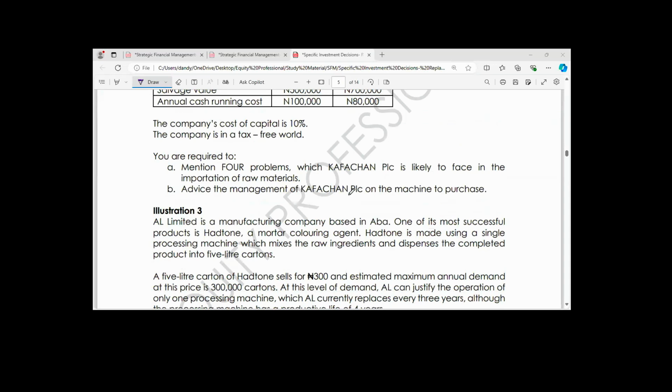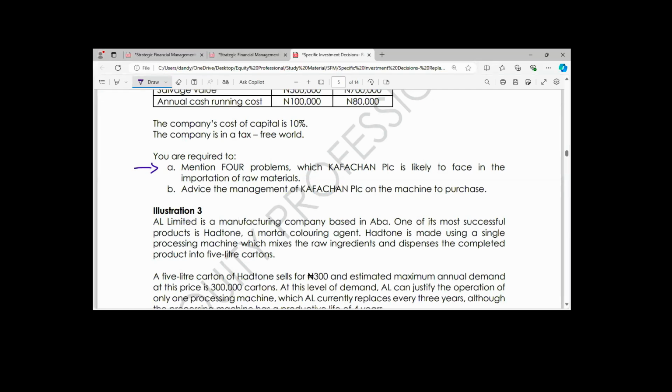Thank you very much, Jacob. And this is the question. So the examiner is asking you in the A part to mention only 4 problems which Kafanchan PLC is likely to face in the importation of raw material. This requirement requires that you internalize it. Say, for example, you are an importer of raw material for the production of your goods. Therefore, what are the likely problems that you are going to face in the importation of that raw material?